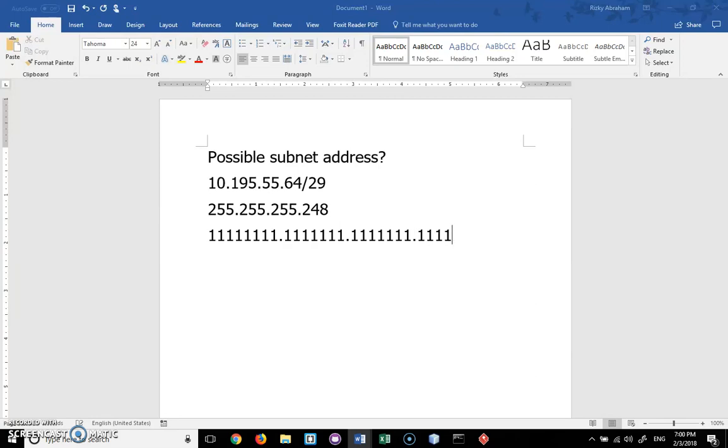1, 2, 3, 4, 5. Since we have 24 bits right here, and then we need 5 more to make it 29, and then we add, so it's already 5 over here, so we need 3 more right here.